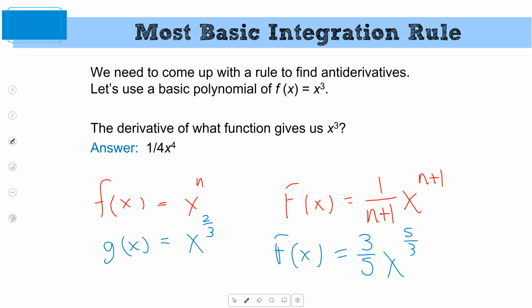So where'd you get the 5/3? 3/3 plus 2/3. Bingo. Added 1 to 2/3. Then remember you have to multiply by the reciprocal of that new exponent. Here's the nice thing about antiderivatives: by now you're pretty much experts on derivatives. You should just be able to check it by saying, if I take the derivative of this, bring the 5/3 down, 5/3 times 3/5 is 1, reduce by 1, 2/3. We're good to go.